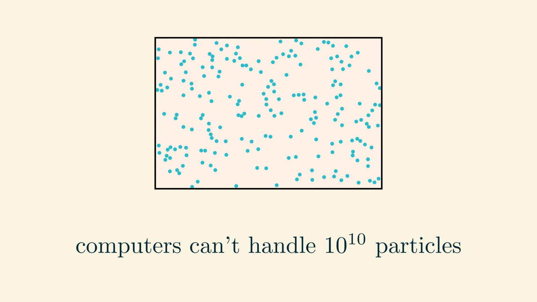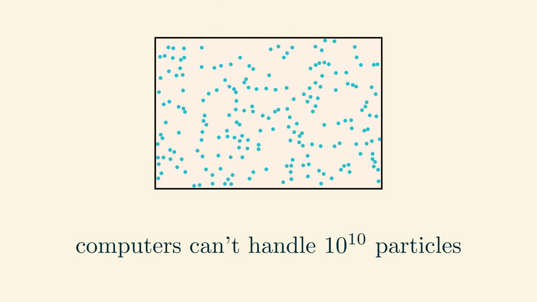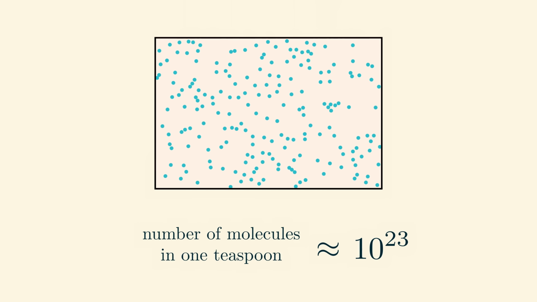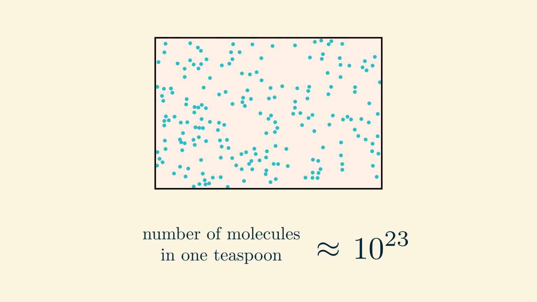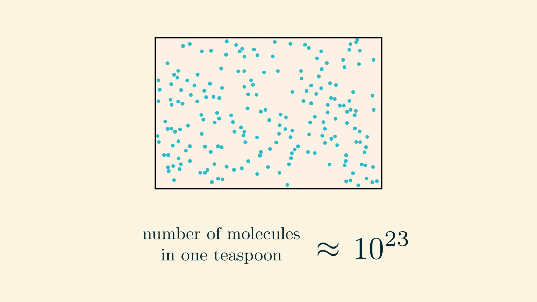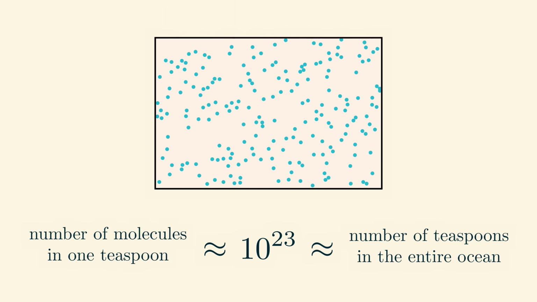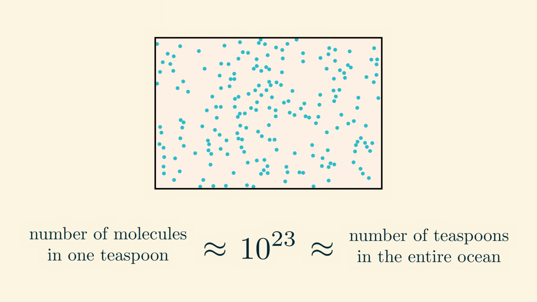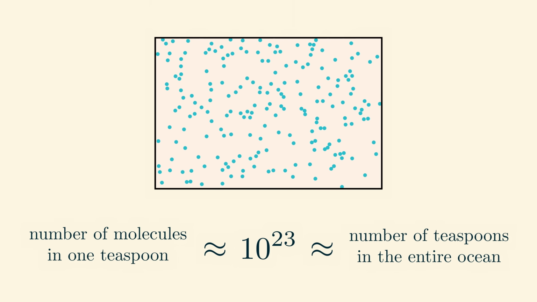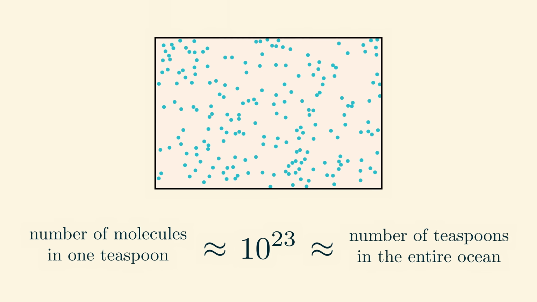And by the way, 10 billion isn't even close to the typical number of particles in anything we interact with. In just 1 teaspoon of water, the number of water molecules is around 10 to the 23rd power. To get a bit of a grasp on just how large this is, there are about that many teaspoons worth of water in the entire ocean. So clearly, we're not going to be able to predict the exact location of every water molecule in a glass of water in order to determine the microstate.